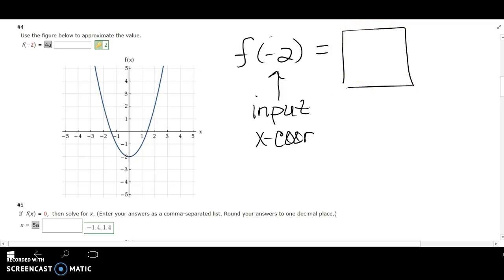So we're going to look at our graph, and we need to go to our graph where x equals negative 2. So on my x-axis, I have negative 2, and I have to go to that spot on the graph, which would be right here. Okay, x is negative 2, and there is my graph at negative 2. So what's the corresponding y value that goes with that? Well, it looks like positive 2.